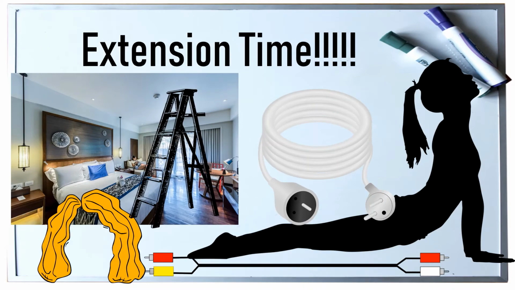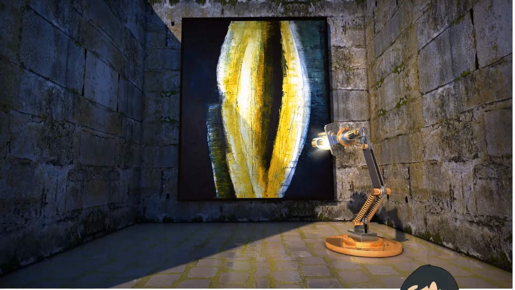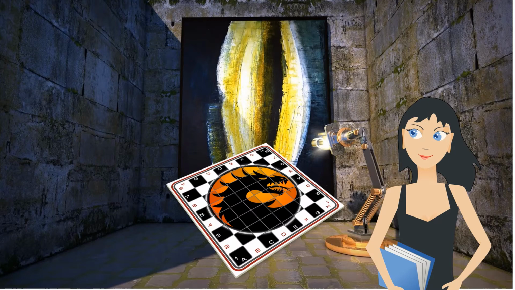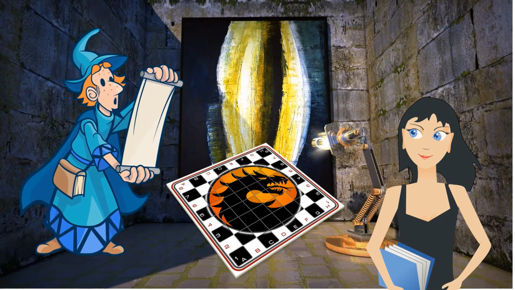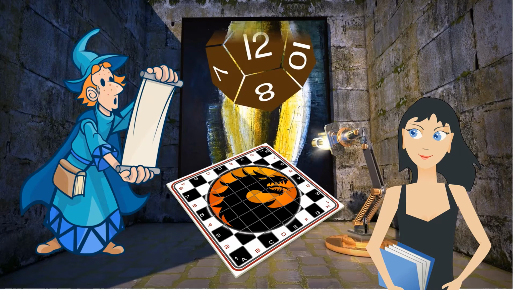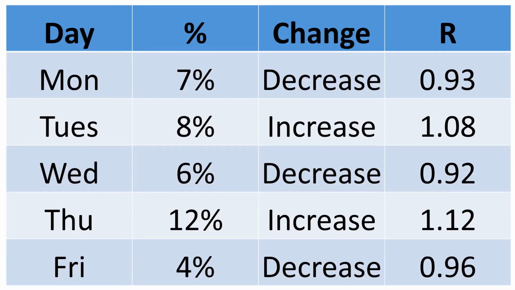Extension time. You go to your favorite game store again, and this time the shop assistant gives a very convoluted explanation of the pricing structure. He says for the past week he's been rolling a 12-sided dice, and on alternate days he's been increasing the price or decreasing the price. This table shows what happened for the week.